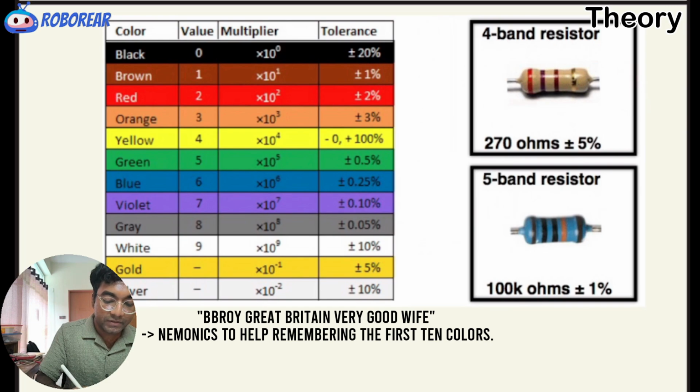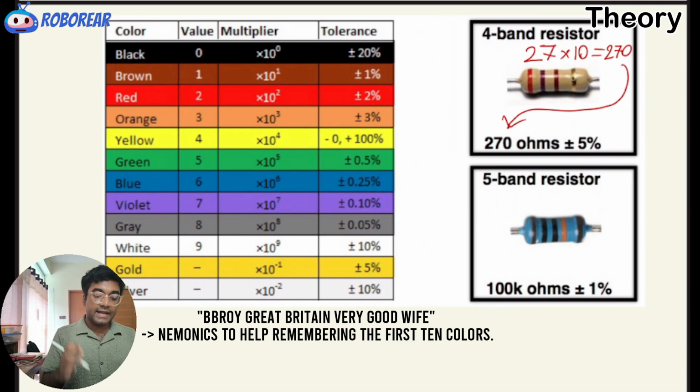Start with the left. The values here are red, then violet, and then brown. Red is 2, as we can see in the color chart, and violet is 7. Then the multiplier is brown. Here brown is 10 to the power 1, you can see. 27 times 10 to the power 1, or 10, is equal to 270, and that's the value of this resistor. That's how you can find the 4 band resistor's resistance.